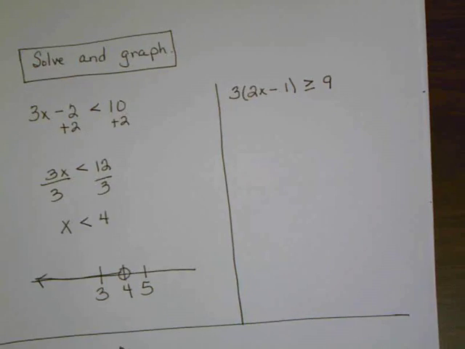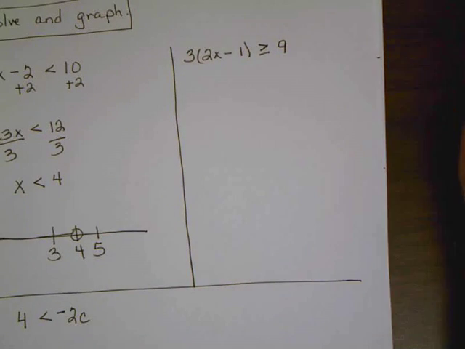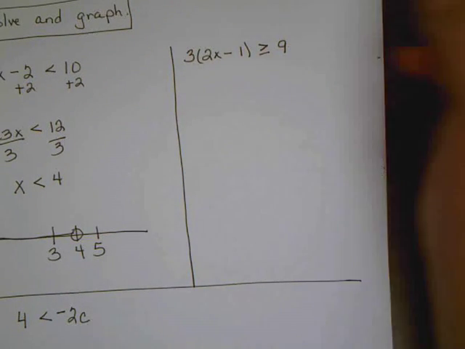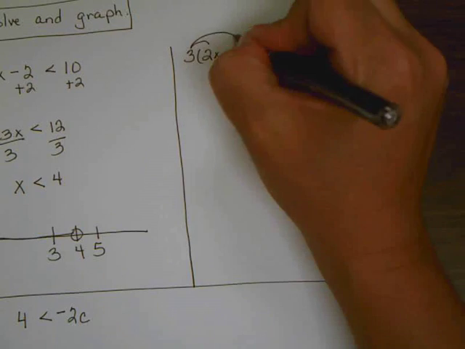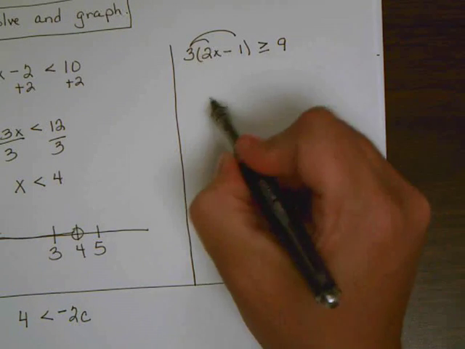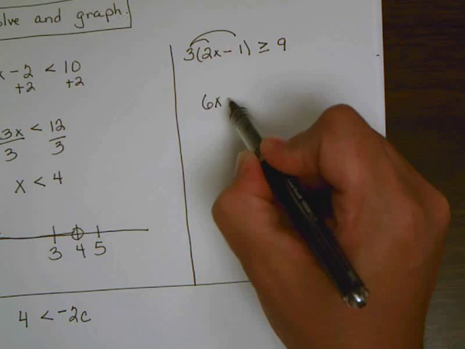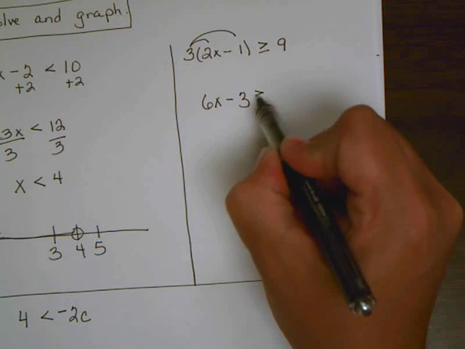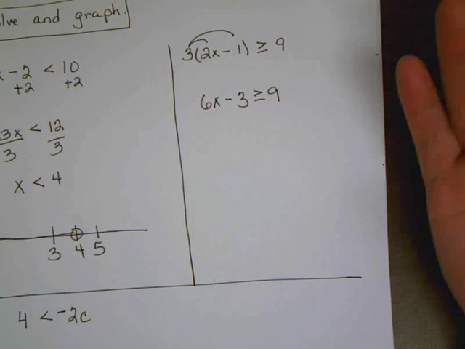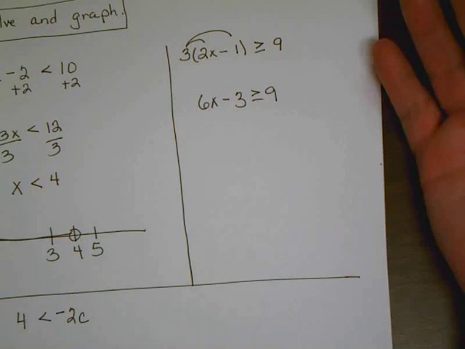X is less than 4, so it's an open circle, and it's to the left. The next problem, use the distributive property to get rid of the parentheses. 3 times 2x, 6x, 3 times -1, -3.